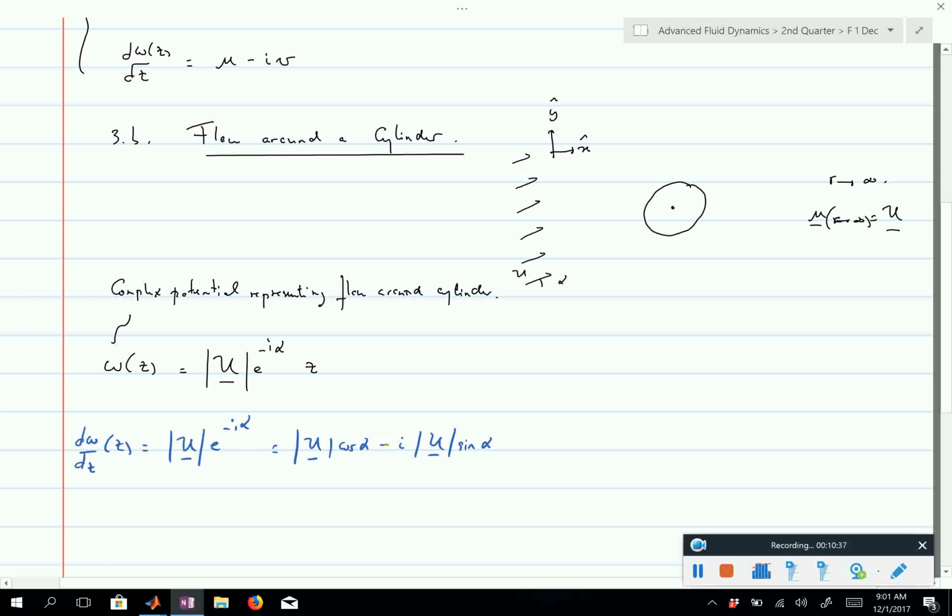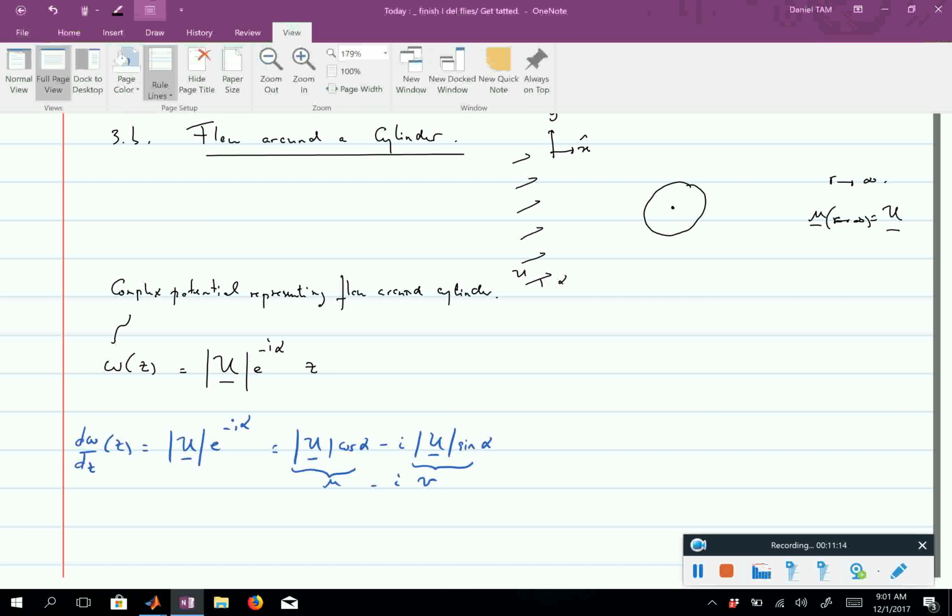This minus sign here comes from the fact that I have a minus alpha. Since I know that this is u minus i v, you can directly identify this to be v and this to be u, and this indeed corresponds to this flow here. This flow here, U with an angle of alpha, has an x component U cosine alpha and a y component U sine alpha. So this is why you have this minus alpha here. All right, so this is the first part of our potential.